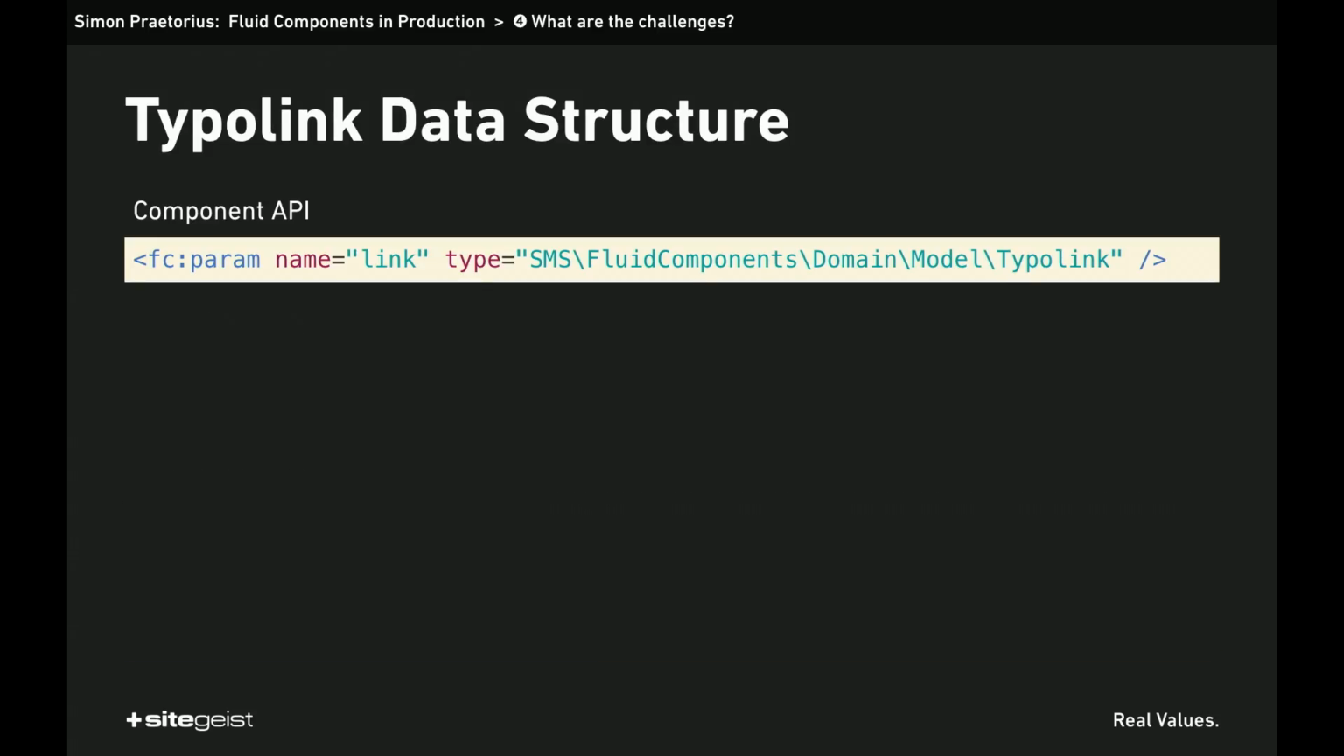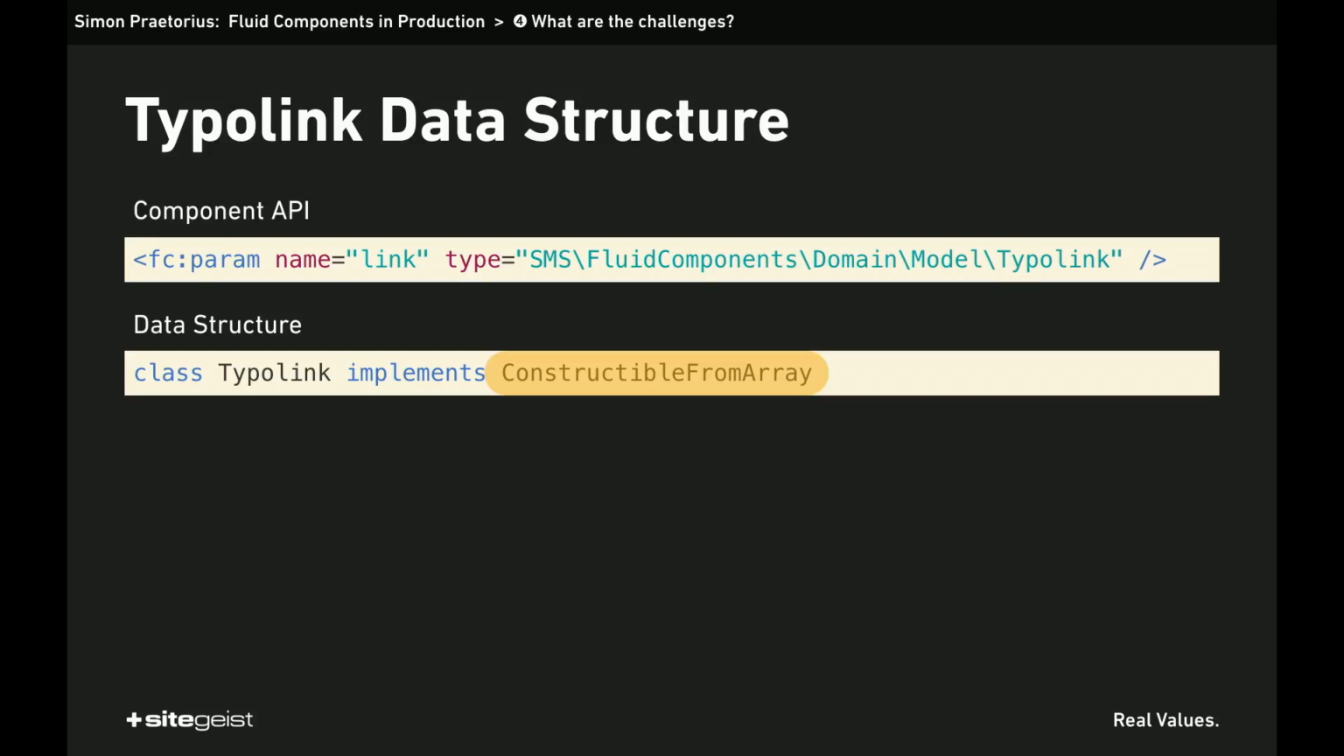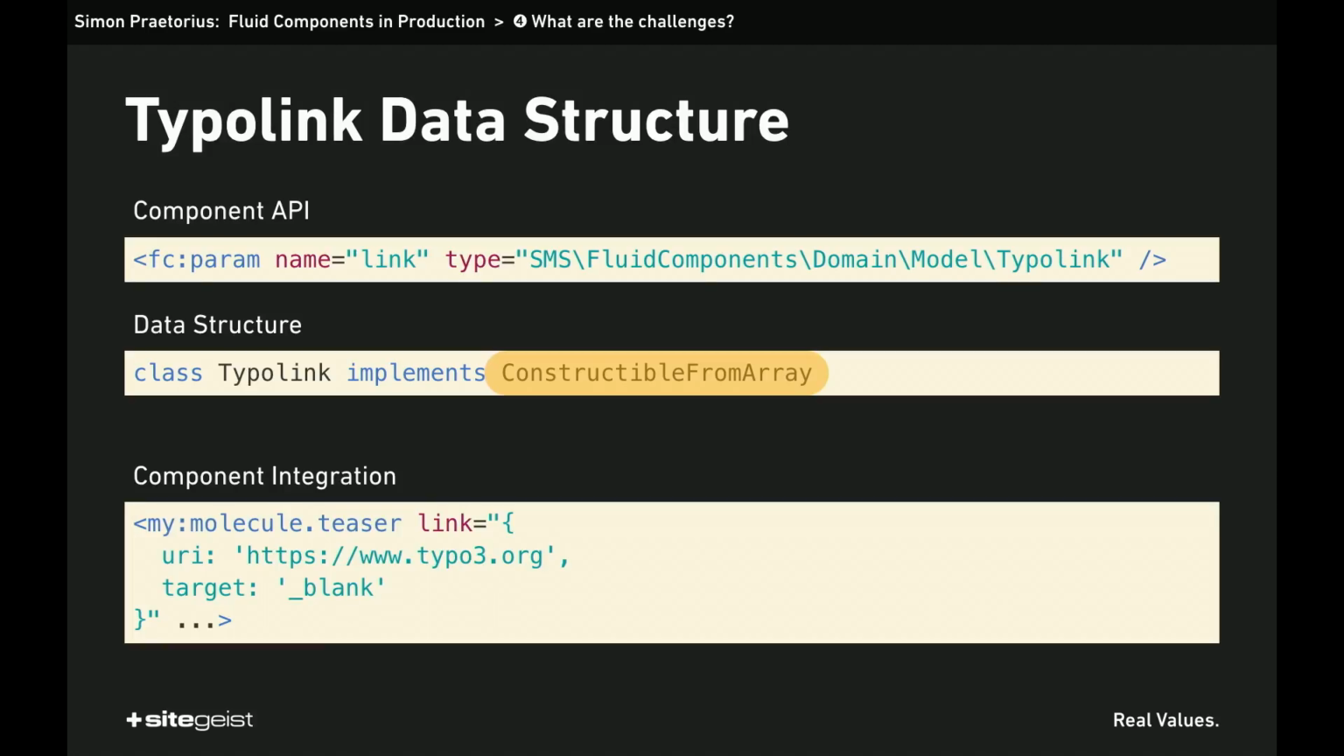And it becomes even cooler if you consider arrays, because then you can define this Typolink thing without creating a strange string with any dashes in between. You can just define what you want. In this case, it would be a link to typo3.org in a new window.